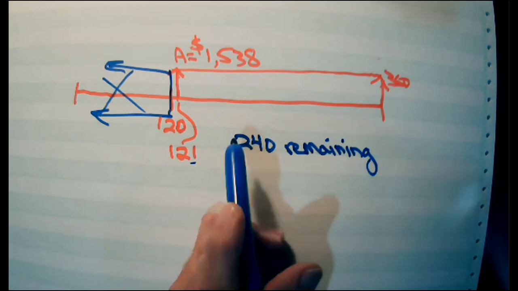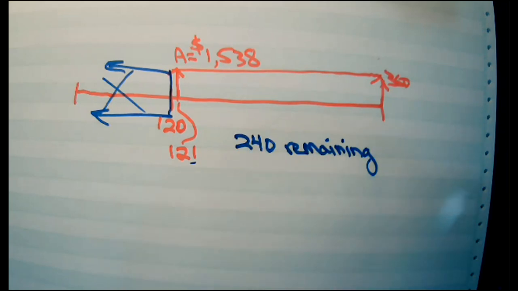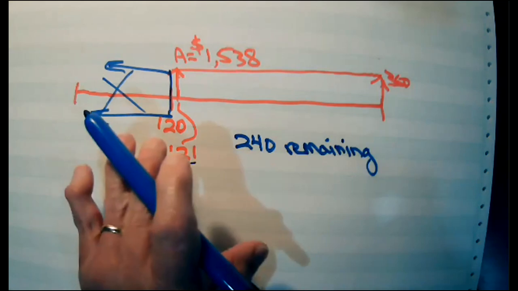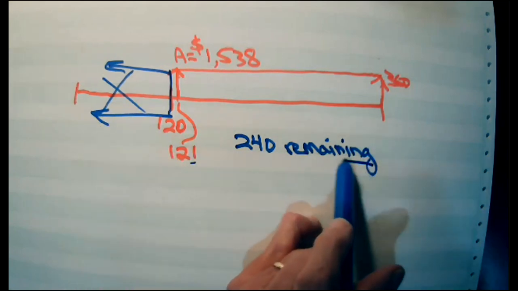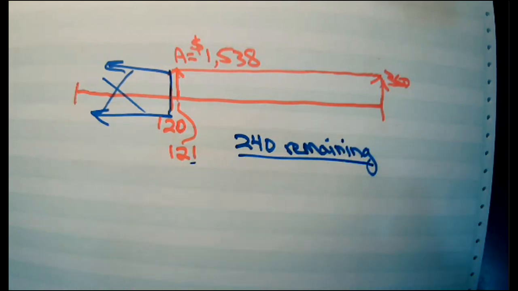We've made 120 of the 360 payments we have to make to pay this loan off. 240 payments remain. The question that is asked is, determine the outstanding principal balance on the loan.